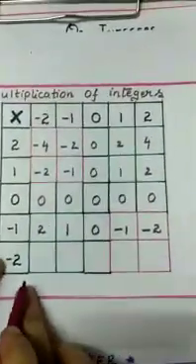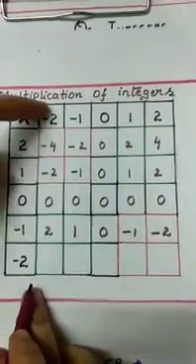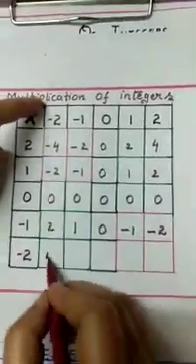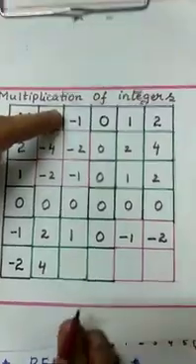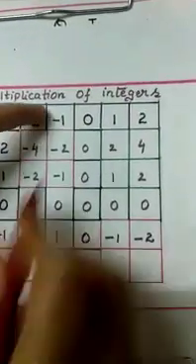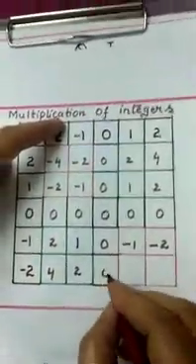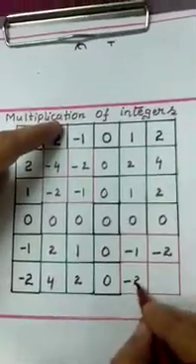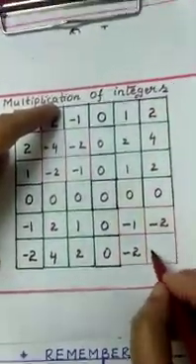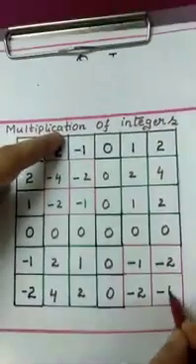Now here let us multiply with minus 2. Minus into minus plus, 2 2s are 4. Minus into minus plus, 2 1s are 2. Minus 2 into 0, 0. Minus into plus minus, 2 1s are 2. Minus 2 into 2 means minus into plus minus, 2 2s are 4.